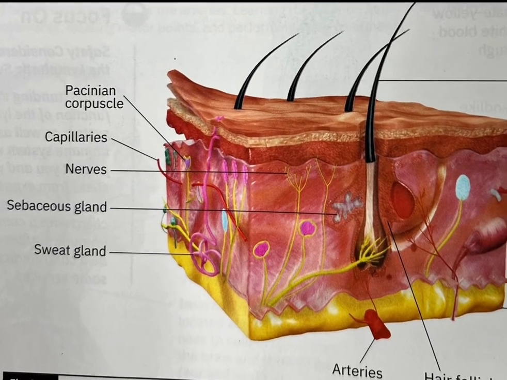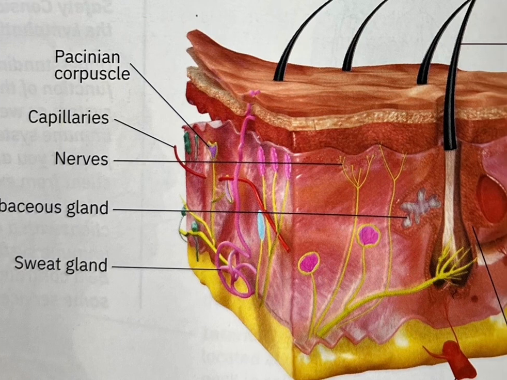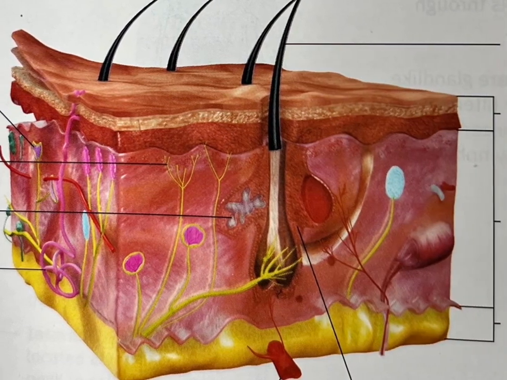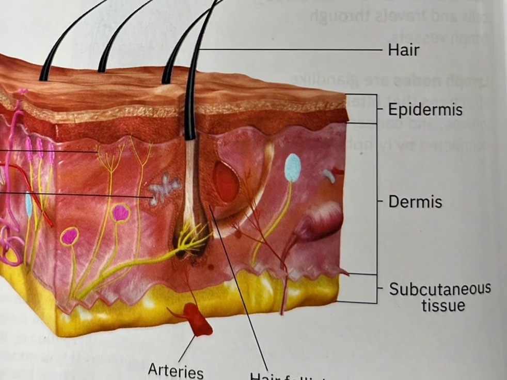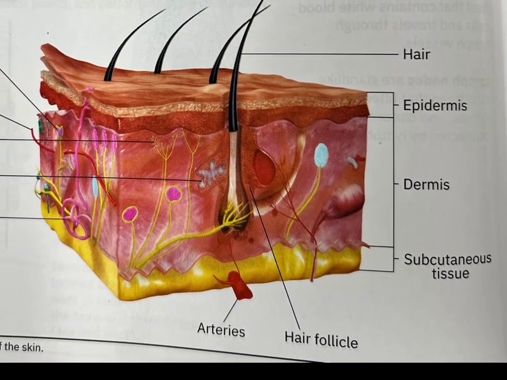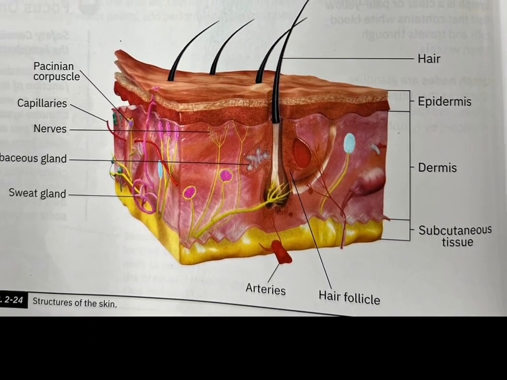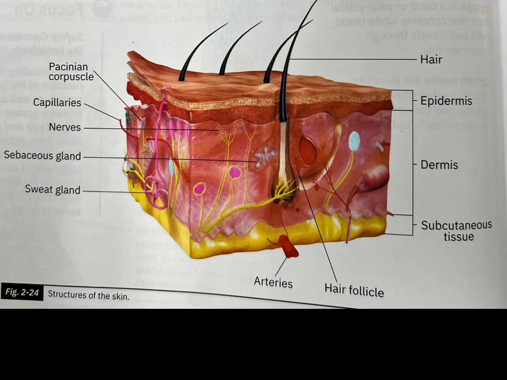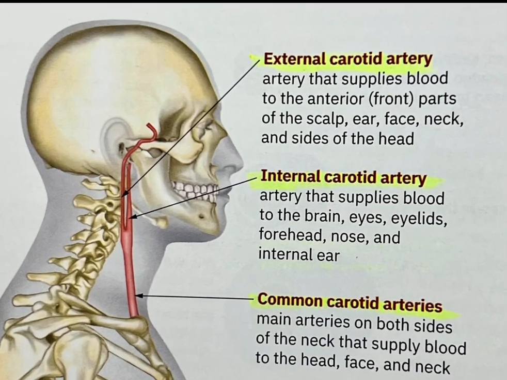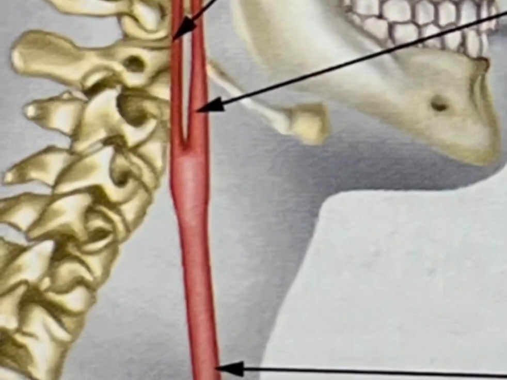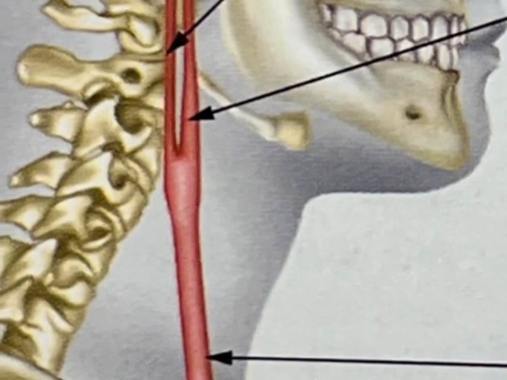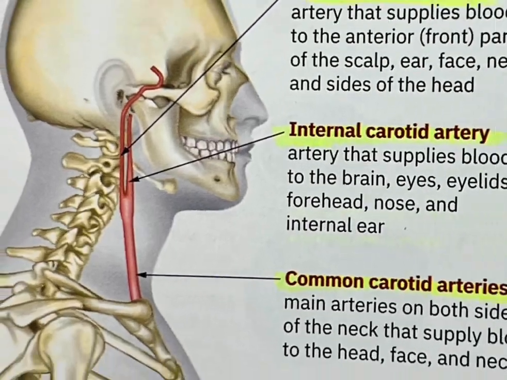Integumentary system, body system consisting of skin and its accessory organs, such as the oil and sweat glands, sensory receptors, hair, and nails. It serves as a protective covering and helps regulate the body's temperature. Internal carotid artery, supplies blood to the brain, eyes, eyelid, forehead, nose, and internal ear.